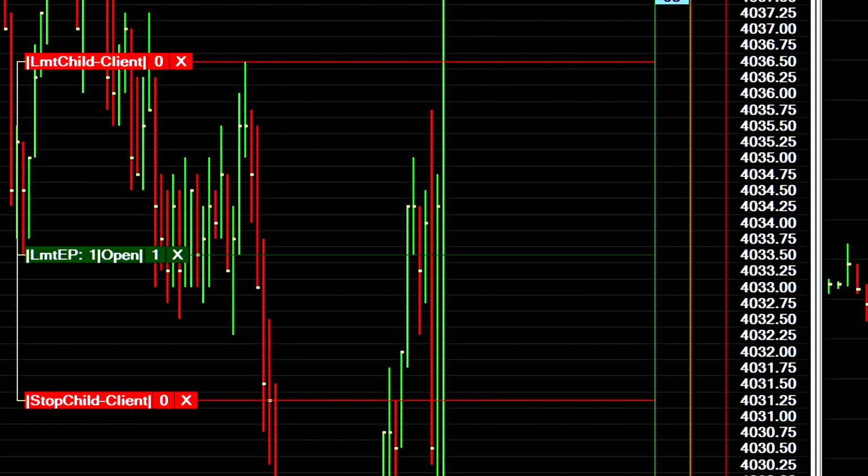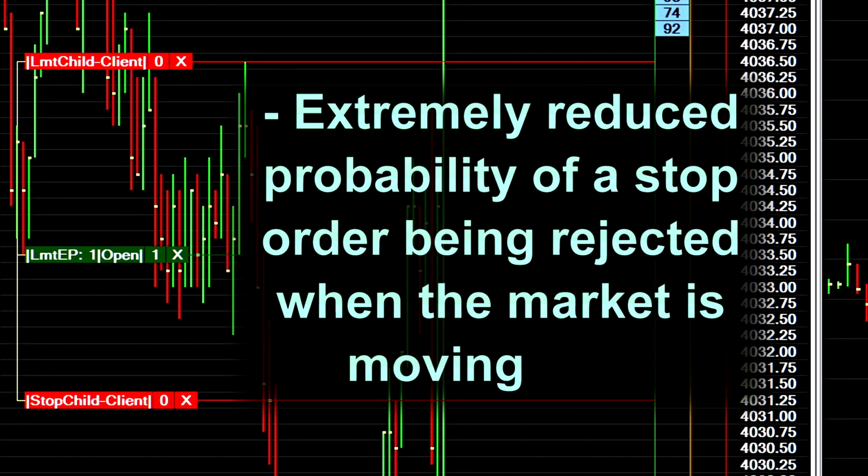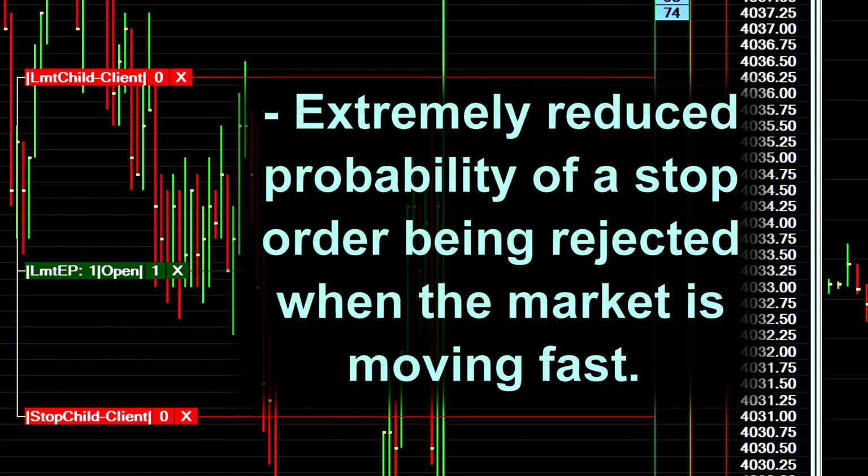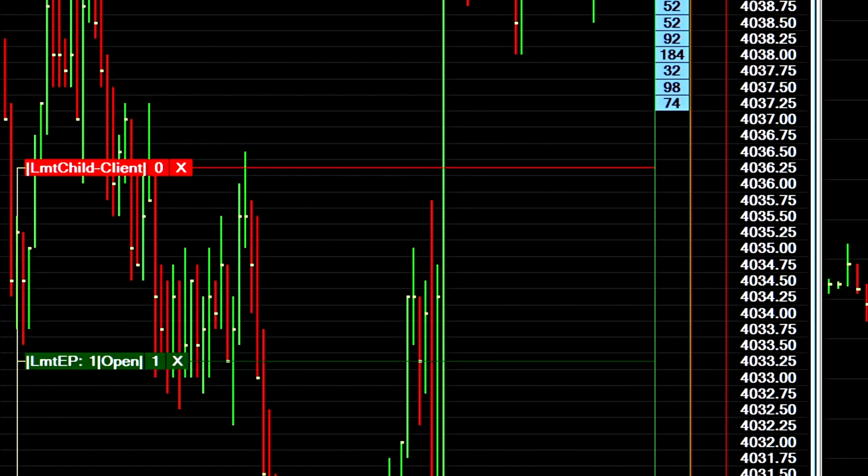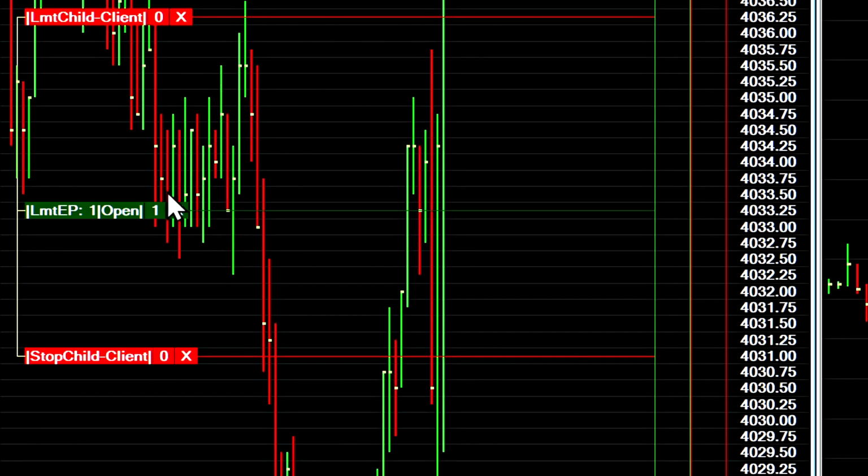With server-managed bracket orders, it also means that when the market is moving very fast, there's a greatly reduced possibility that the stop order will be rejected. This is in the case where the market is moving extremely fast towards your parent order. Let's say it shoots down towards this price here. And at the same time, potentially within a millisecond or a couple of milliseconds, it also shoots past the stop order. So a very violent move down. With a client-side stop, there's a chance that the parent order will be filled because it's active, it's open on the exchange.